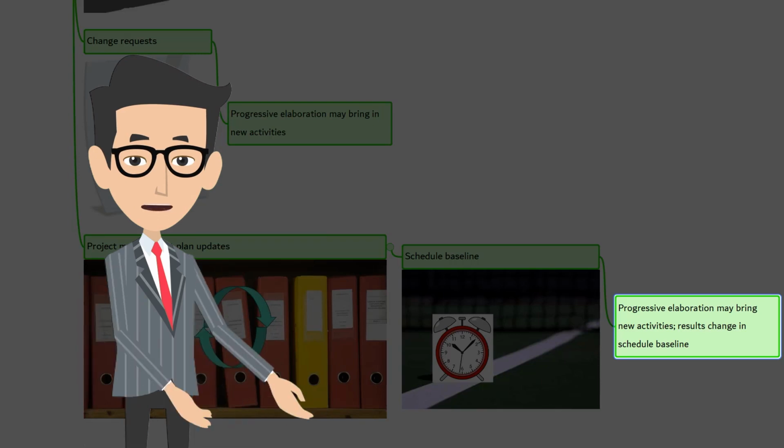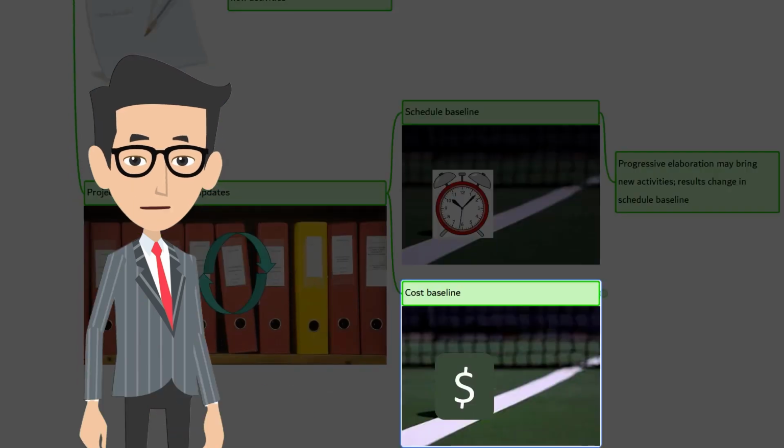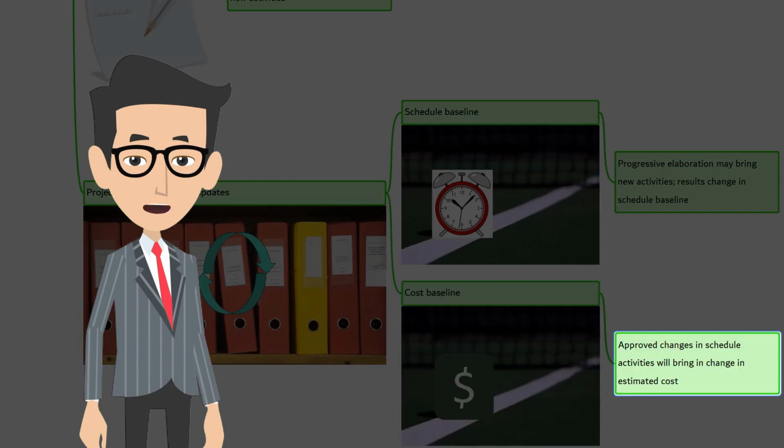change the schedule baseline. The second and the final one is cost baseline. Approved changes in schedule activities will bring in change in estimated cost, so the cost baseline should be updated. All right, that wraps up ITTOs. Let's move to the next process.